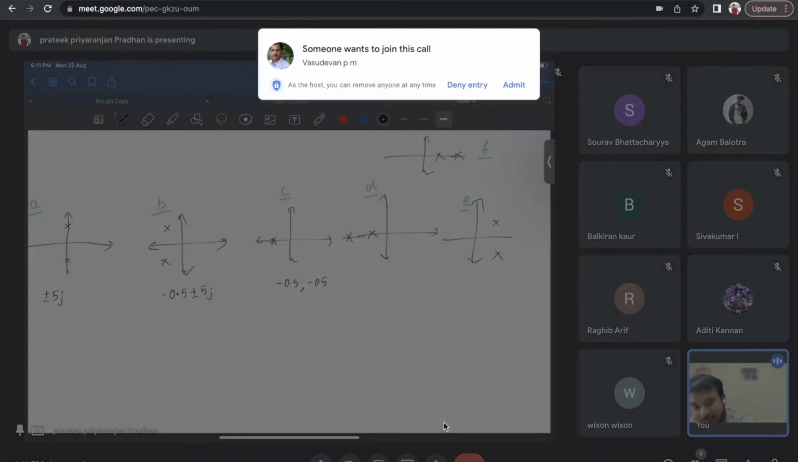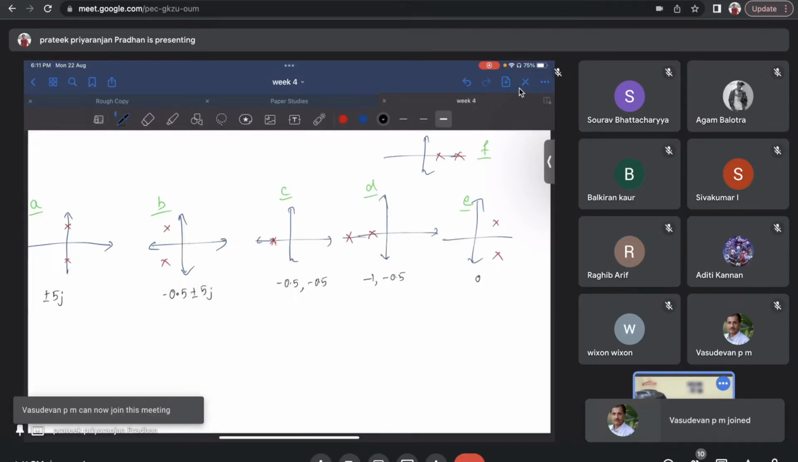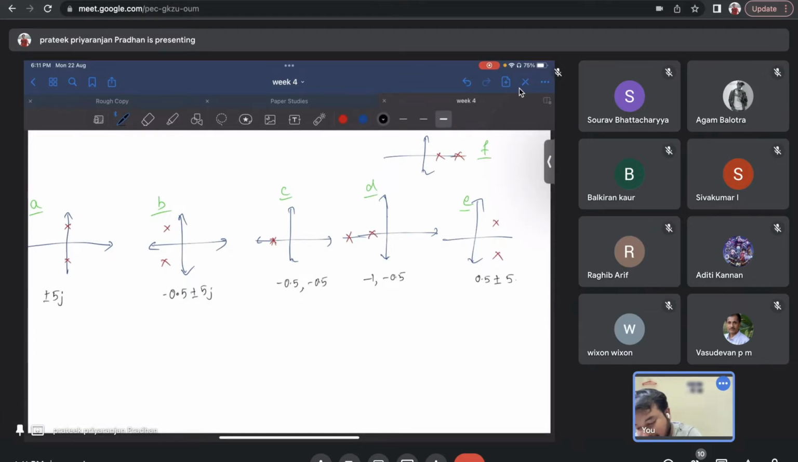This is at some minus 1 comma minus 0.5. This is at some positive value, so plus 0.5 plus or minus 5j, and this is some plus 0.5 and 1.